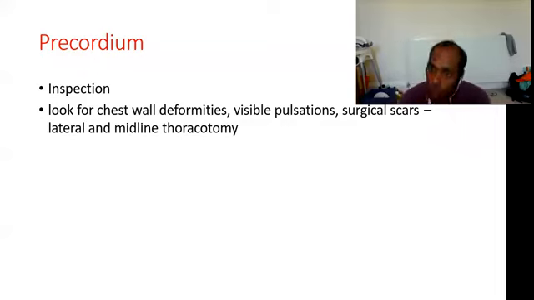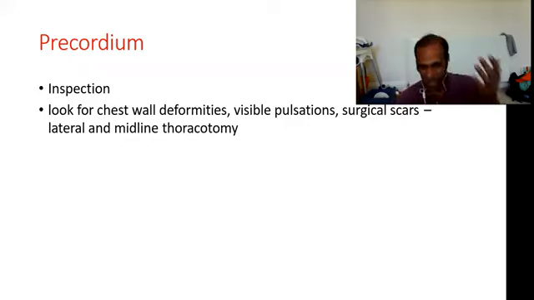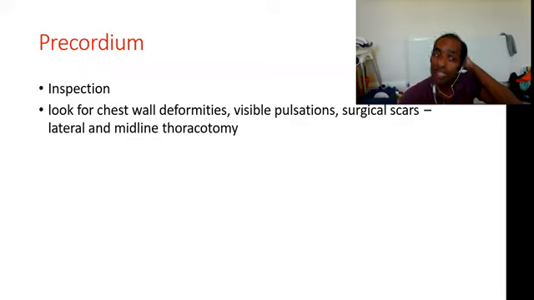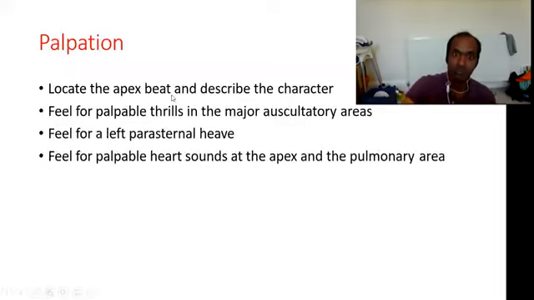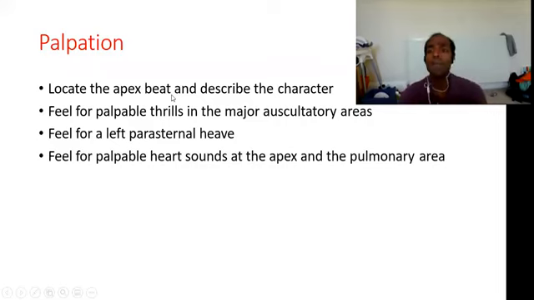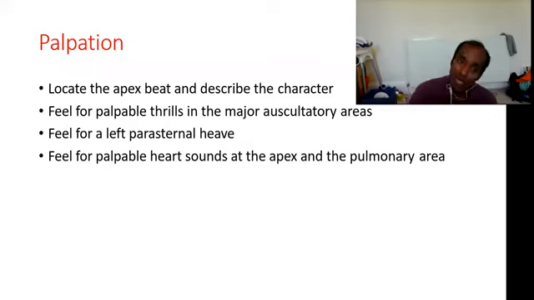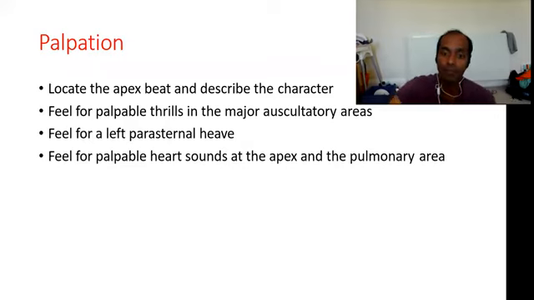Then we move on to the precordial examination. The precordial examination consists of 3 steps: inspection, palpation, and auscultation. Again, you know all of this. Inspection, I have given you a list of things that you look for. Chest wall deformities, visual pulsation, surgical scars, for example. Inspection. Palpation, important thing to do is first locate the apex beat and describe the character.